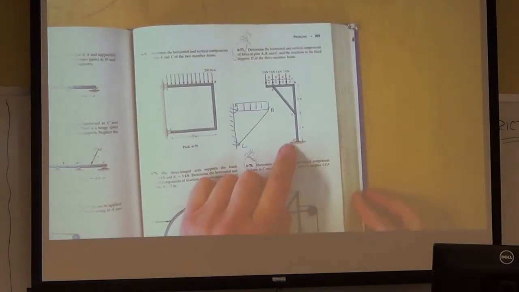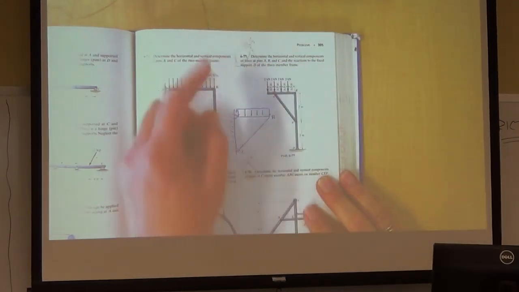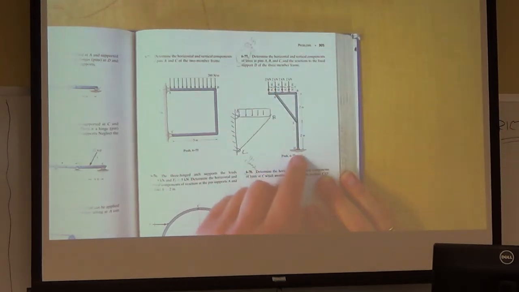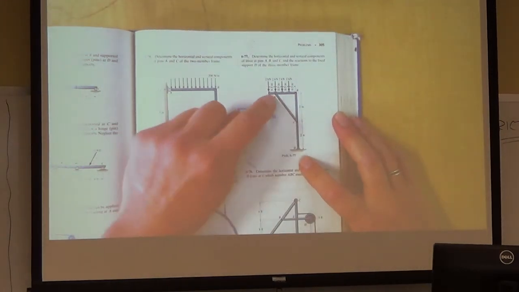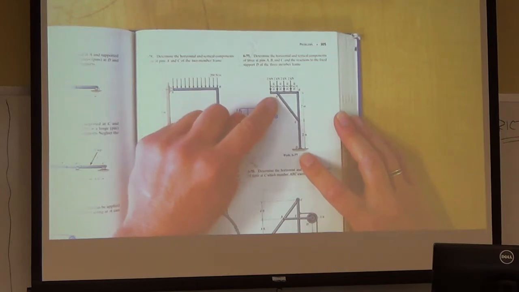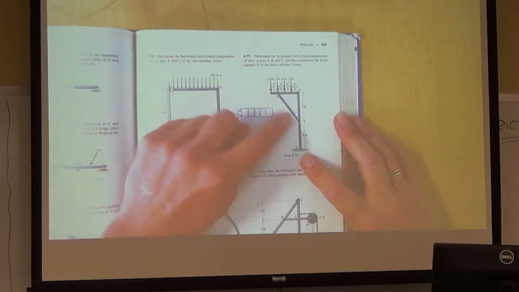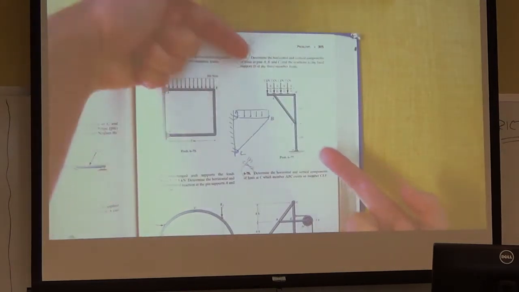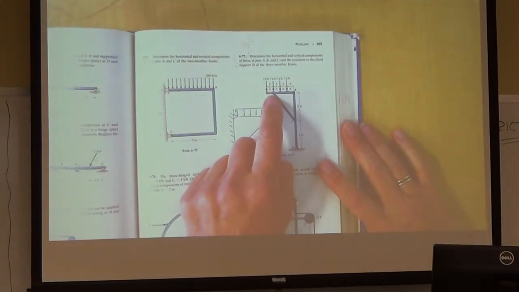So what if we look at this problem? Determine the horizontal and vertical components of the forces in A, B, C, and D. They want you to find everything. So at A, how many unknowns are there? Normally you would say there's an AX and an AY, but what can you say about AC? It's a two-force member, so there's only an AC going this way or going that way. So there's only one unknown at A.